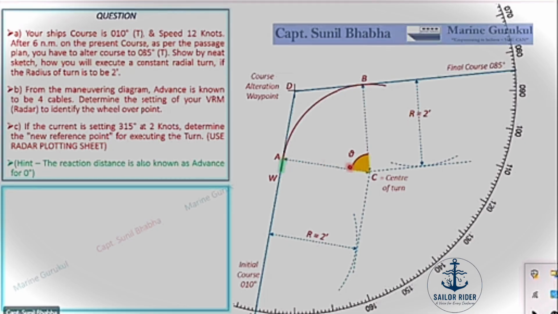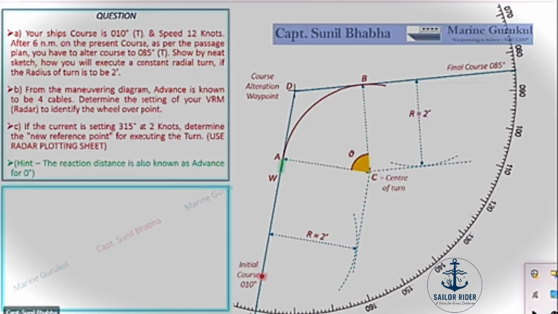Also, you can see the angle which is made between these two lines, Charlie to Alpha and Charlie to Bravo. We have the curved path of the ship between Alpha and Bravo. Charlie is the center of the turn, and the angle which is made, Alpha, Charlie, Bravo, is represented in yellow color in the diagram. This is the angle by which the ship is turning.